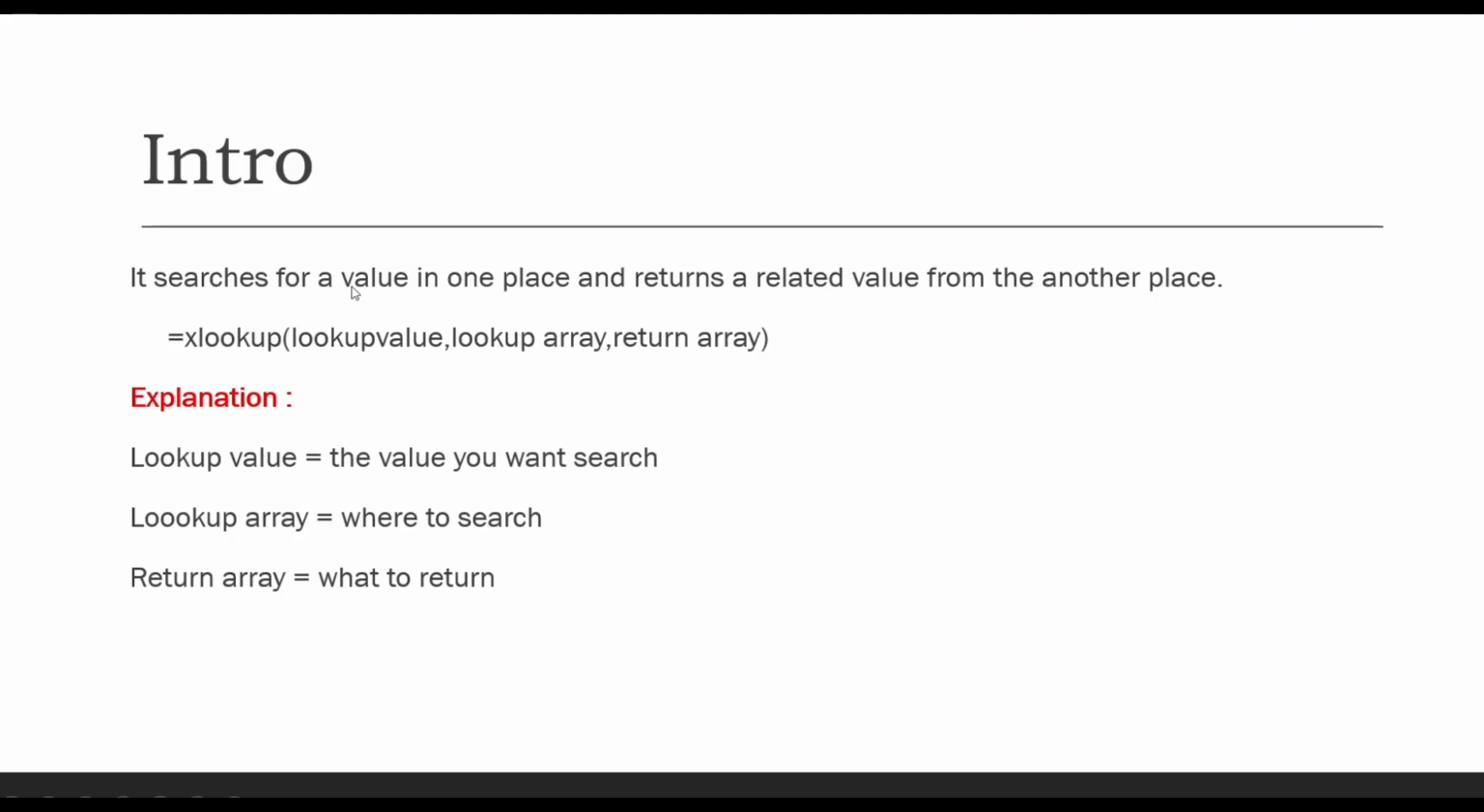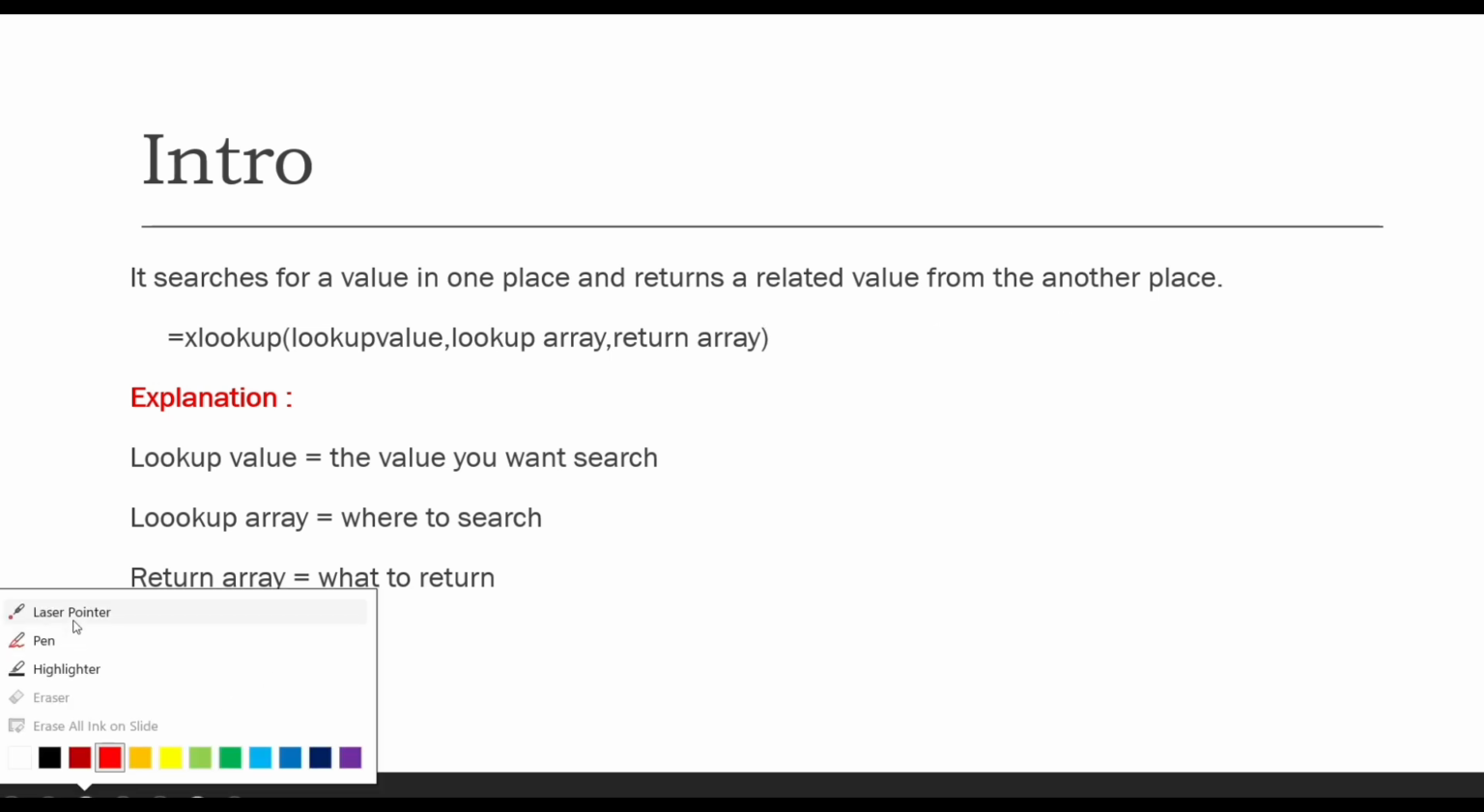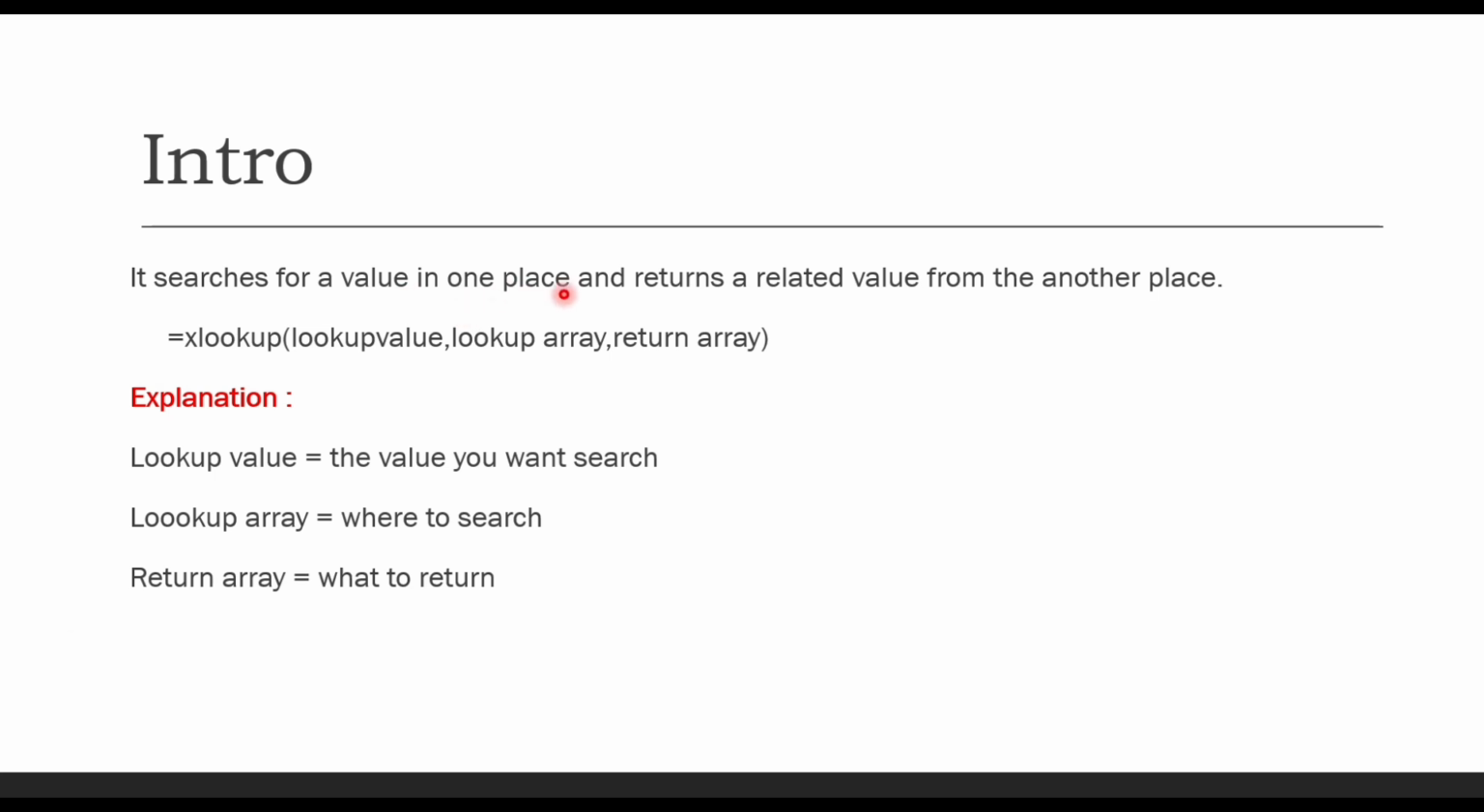It searches the value in one place and returns a related value from another place, which means it will be searching the value from one place and returning the output from another place. So here is a simple syntax. The syntax explanation is here. Lookup value, the value you want to search. Lookup array, where to search. Return array, what to return.